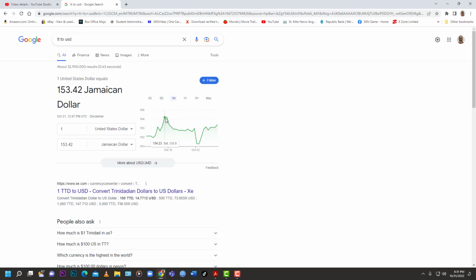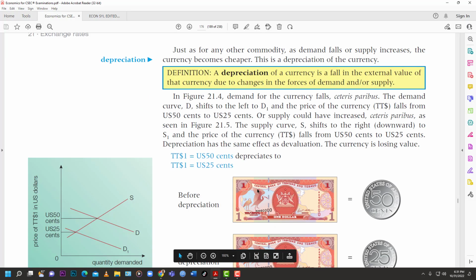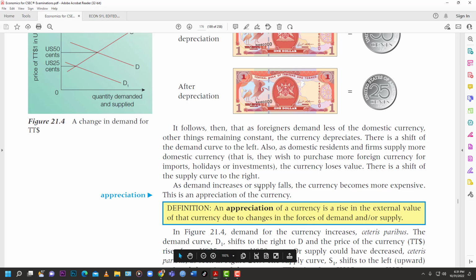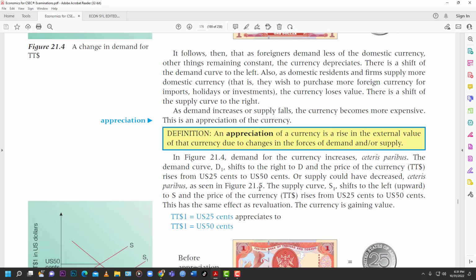It appreciates when it goes up. So appreciation is about the value of the currency going up. So if everybody wants the currency, it's in high demand, then it would appreciate. The value would rise, it appreciates. But if the supply goes down and the demand goes up, then the value of that currency goes up, and so it appreciates, it becomes stronger, right?